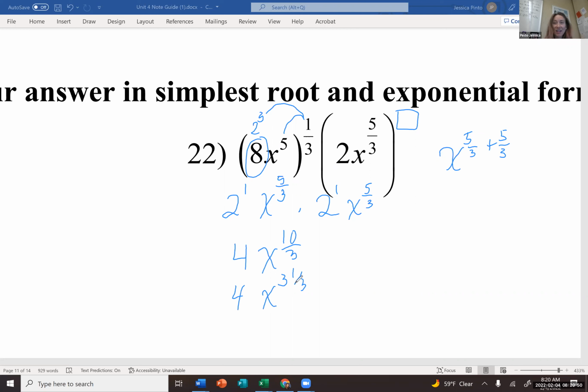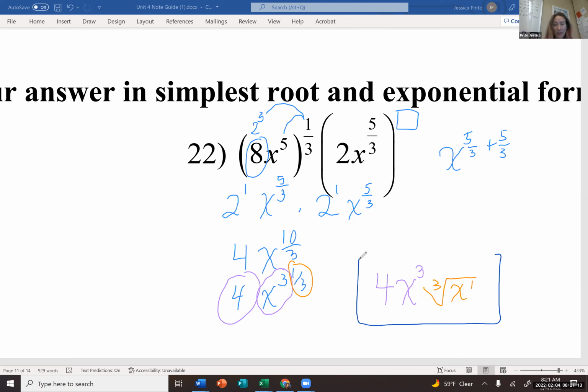So just like I did in the previous, I'm going to capture the parts that come out. This is a whole number, and then this doesn't have any fractional exponents, so that comes out. So it's going to be 4 x to the 3rd power. And then this fractional part belongs to the x, so that's the 3rd root of x to the 1st power. And this is our final answer.